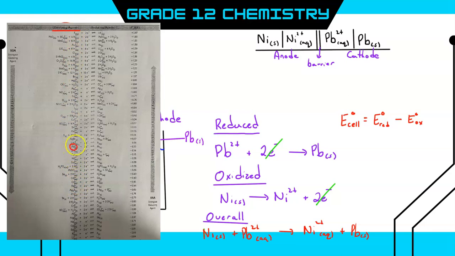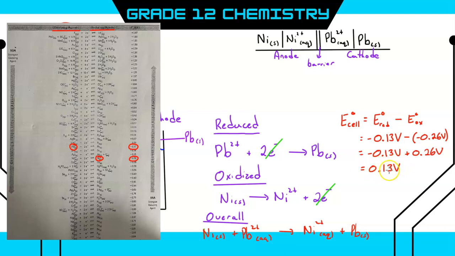And we have it right here, and it has a potential of negative 0.13 volts. And then what's being oxidized is our reducing agent. So let's look for nickel. And here we have nickel at negative 0.26 volts. So that's a double negative, so it becomes a positive. So we have 0.13 volts plus 0.26 volts.